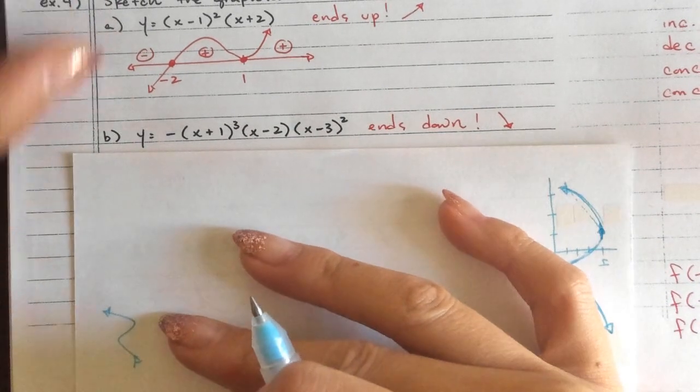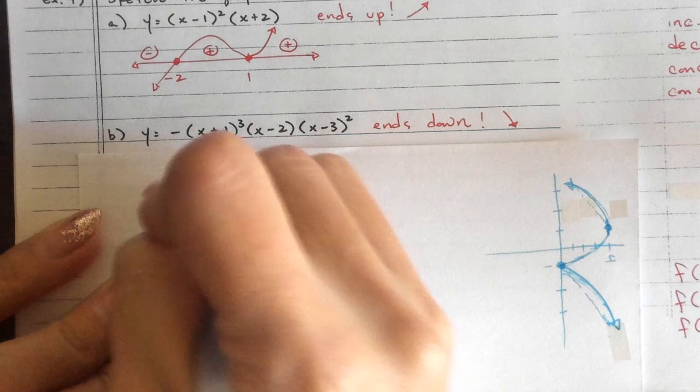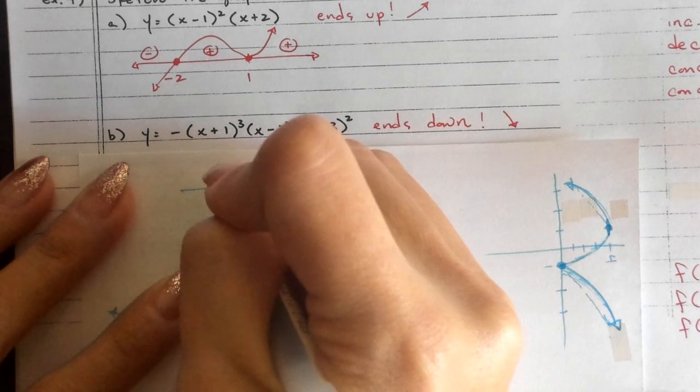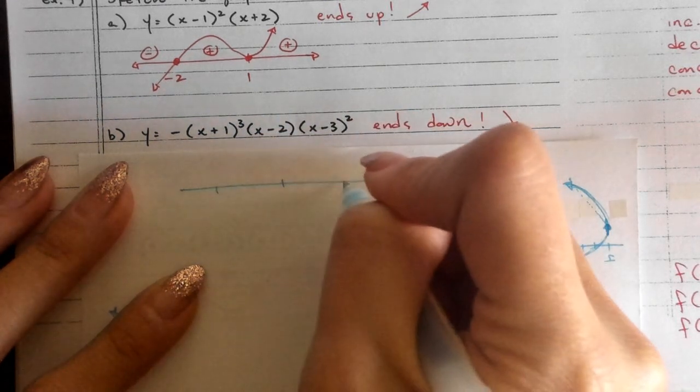So like this, ends down. So what would I have? Ends down because there's a negative in front. So I have a -1, a +2, and a +3.